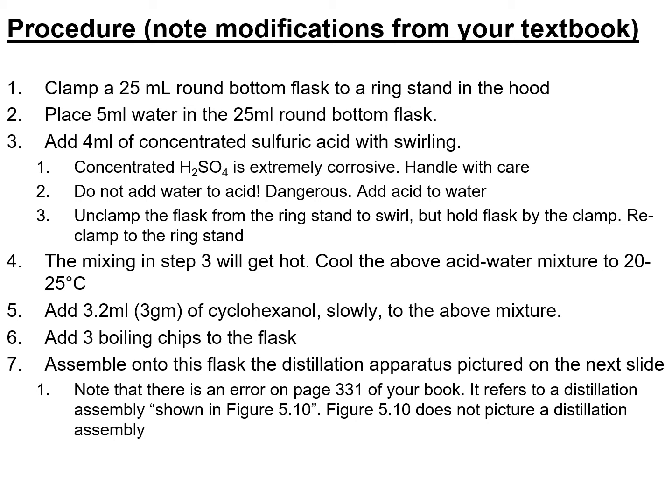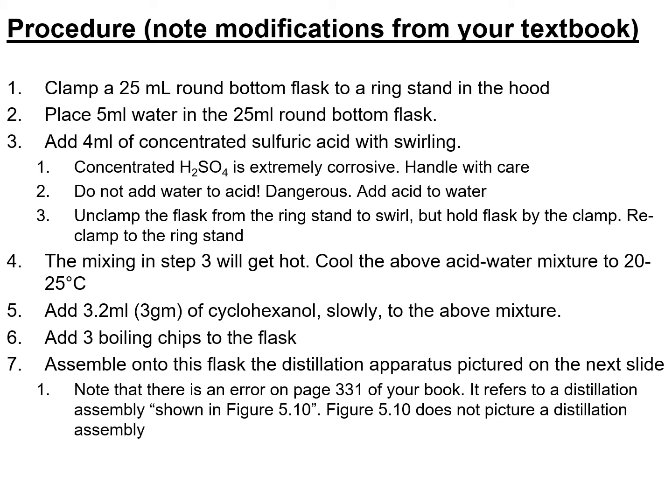So once that's cooled back down to room temperature, you're going to add 3.2 milliliters of cyclohexanol, which is equivalent to 3 grams based on its density. You can slowly add that to the above mixture, swirling occasionally just to make sure it's fully mixed. And you'll add a couple boiling chips to the flask. They're tiny little silicate boiling chips that allow better nucleation of gas bubbles, let the boiling occur easier, and it doesn't bump the liquid inside. It doesn't pop and splash everywhere.